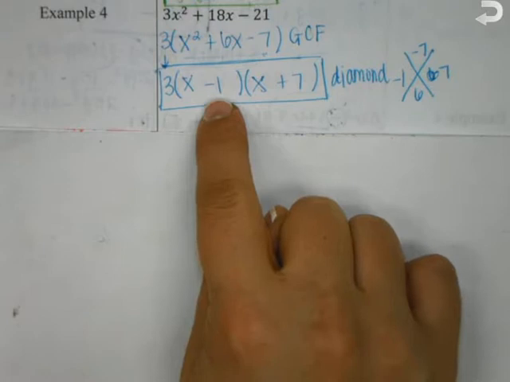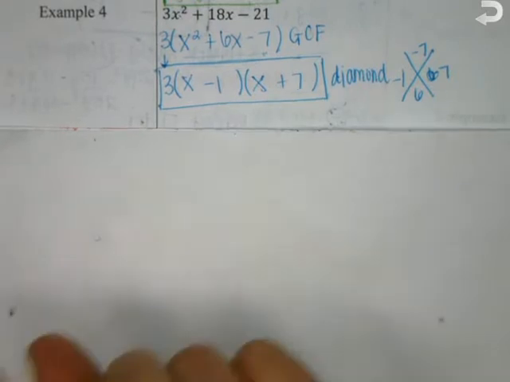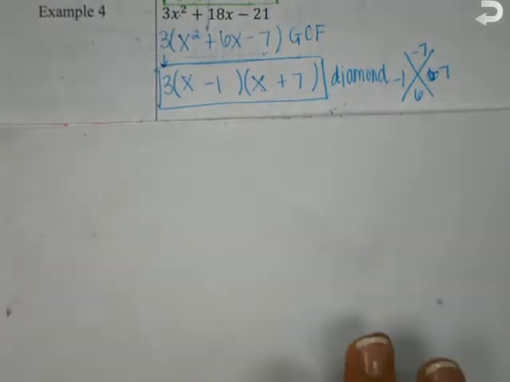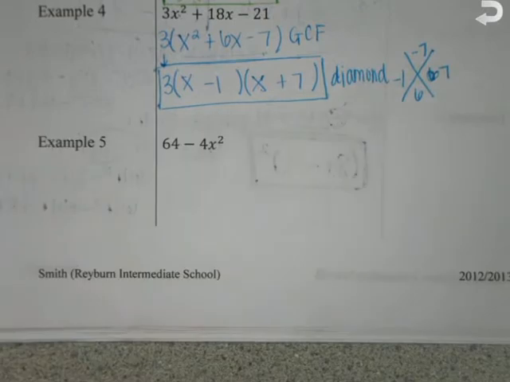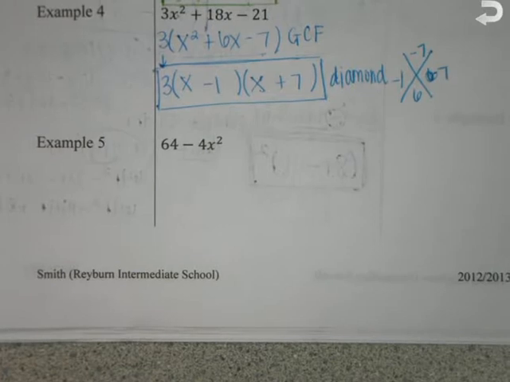Okay, last one. Try this one on your own. This should be easy. Example 5. 64 minus 4x squared. Now before you do anything, we always check for what first? Okay, ladies and gentlemen. Very first thing we should always look for is what? GCF. Now I saw a lot of you that factored out a GCF of 4, and then it went away, so you left me with 16 minus x squared.